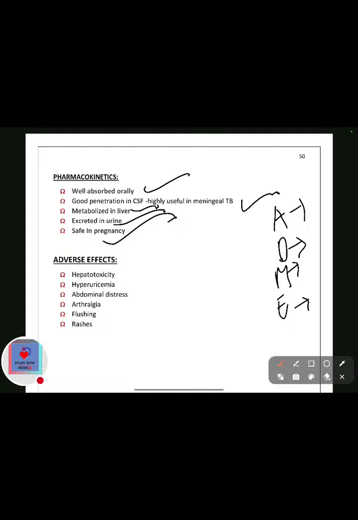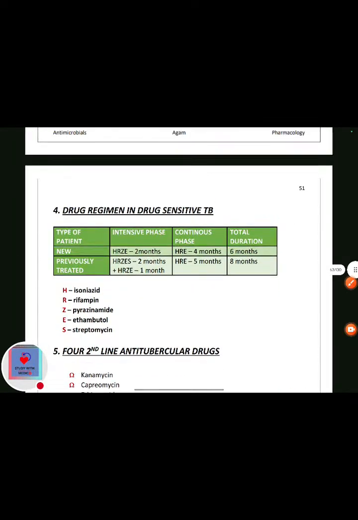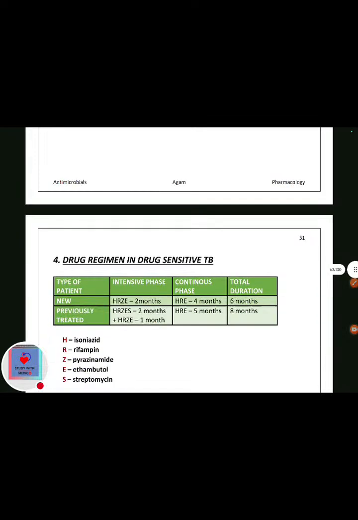Adverse effects: hepatotoxicity, because it is metabolized in the liver; hyperuricemia, because it is excreted in urine; abdominal distress, arthralgia, flushing, rashes. Okay, I think pyrazinamide is clear now.